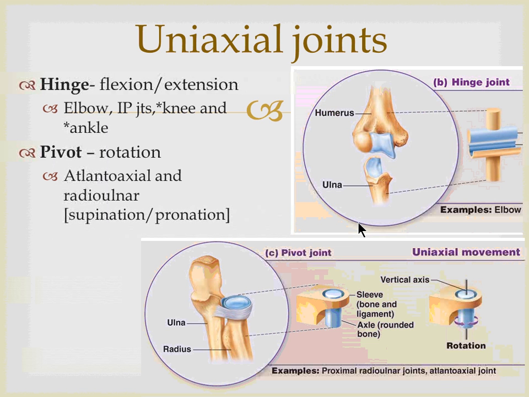Let's now look at joints which move along one axis. So these are called uniaxial joints. They can perform only one kind of movement. And in this, we have two varieties. One is called the hinge joint, which allows the movement of flexion and extension to occur.